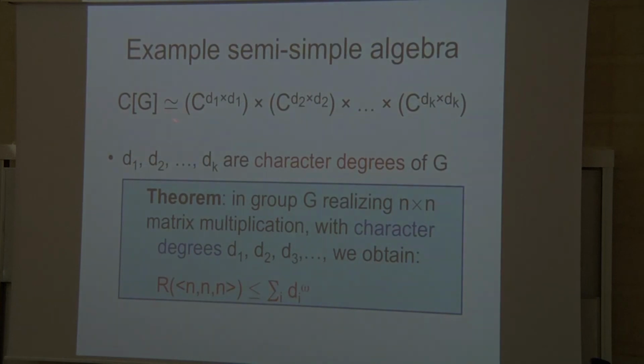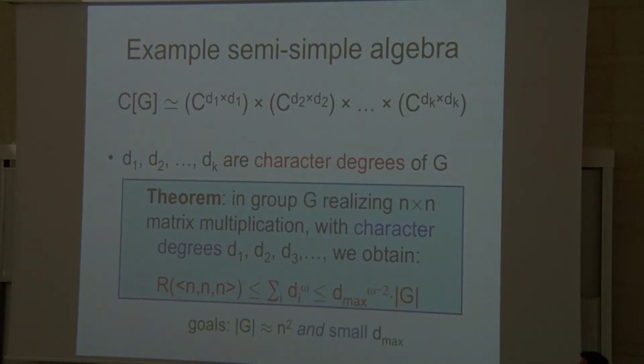And the theorem that you get from that is related to the fact that the group algebra is a semi-simple algebra. The sizes of the blocks are what are called the character degrees of the group. And so you get a theorem that says that in a group that realizes n by n matrix multiplication with the associated character degrees, we get a bound on the rank of, well, however many multiplications it takes to do block diagonal matrix multiplication with those blocks. And that's got a name. It's the sum of the d_i to the omegas.